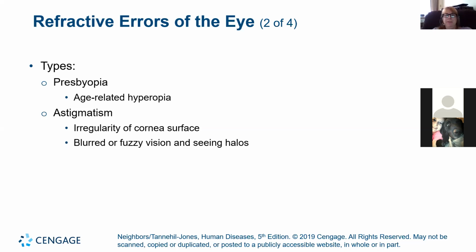And the last type of refractive error is astigmatism. This does not have to do with the retina, but with an irregularity of the cornea surface. So you will have blurred or fuzzy vision and see halos. For all of these things, you can use glasses to correct the issue.